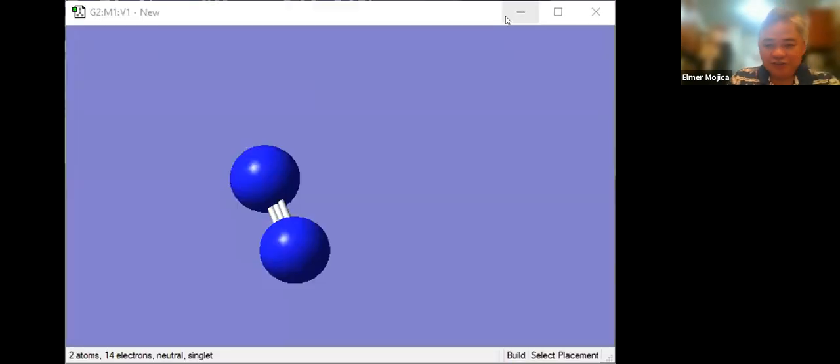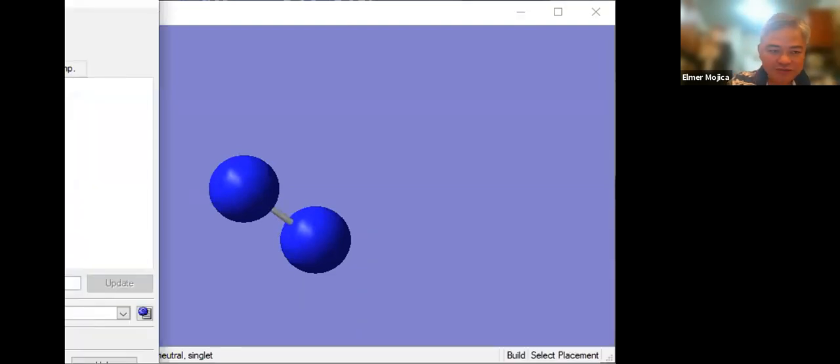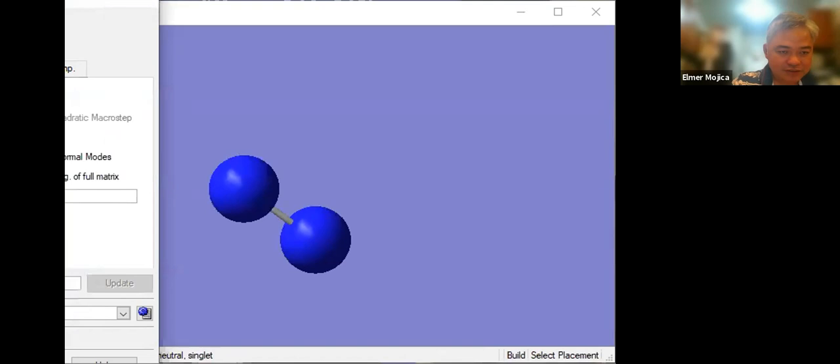Okay, so ano yung prediction nyo? Okay, dito sa nitrogen. Is it a Raman active or an IR active? So I can show you the calculation. It will take only a short time kasi nga maliit lang yung tinatawag nating molecule. Okay? So I would save this one. Okay, I can do 321G for this purpose. So nitrogen.